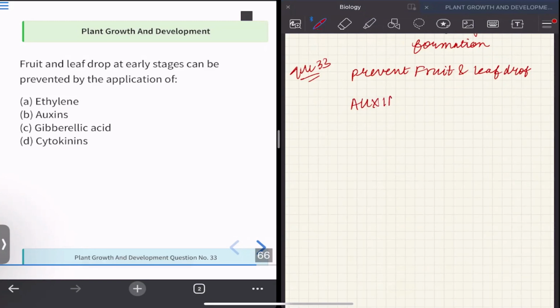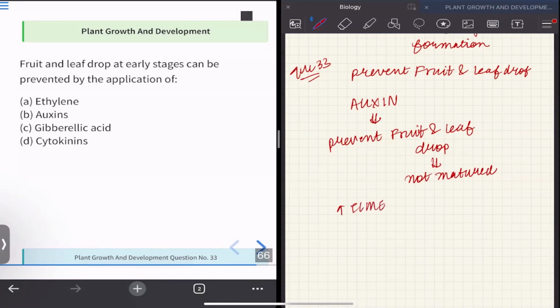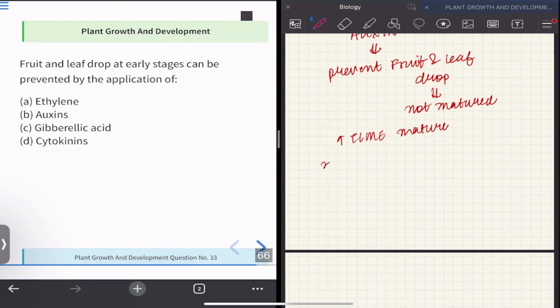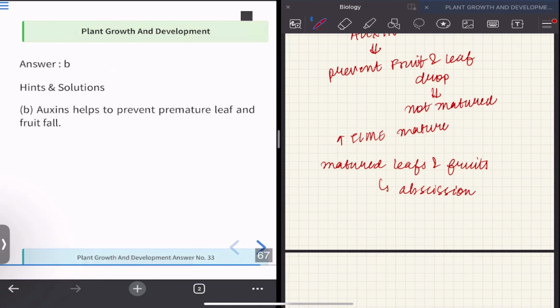So, auxin would prevent fruit and leaf drop for fruits and leaves which have not matured yet. So, with this, we can give them more time. So, there is increased time for it to mature. But in case of the fruits and leaves that have already matured, for mature leaves and fruits, it helps in their abscission. Okay, so it is a relative concept. So auxins help to prevent premature leaf and fruit fall.